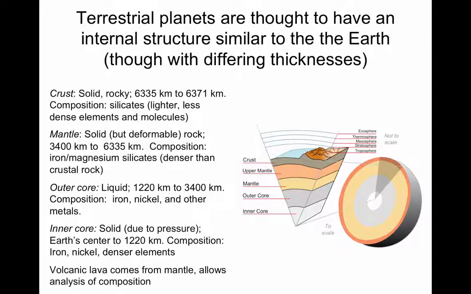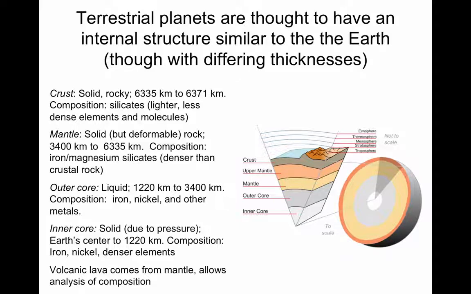We believe that all the other terrestrial planets have similar parts to them, but the thicknesses of each layer can be very different. So the outermost part of the Earth we call the crust. That's the part that we live on. It's solid. It's made out of rocks. And it's only a few kilometers thick in the ocean. It can be 30 to 50 kilometers thick on the continents.